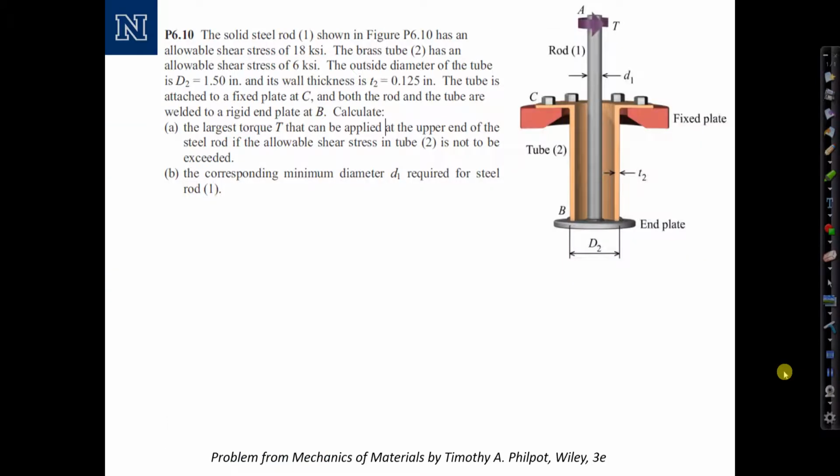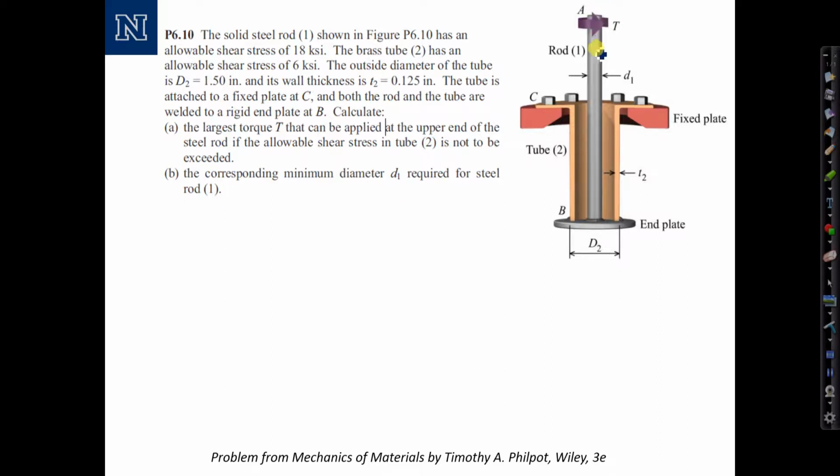The next example we're going to look at is a problem from Mechanics of Materials by Timothy Philpott, Wiley 3rd edition. The assemblage is shown here on the right. The fixed plate right here in the middle is connected to a tube section, which is connected to an end plate and a solid rod up through the center with a torque applied at the end. So let's read the information in the problem statement and summarize.